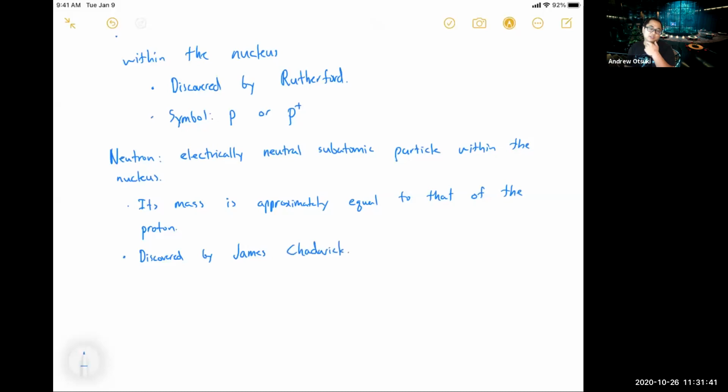But don't worry too much about who discovered it. I rarely ask questions about that. The symbol is simply denoted as N, or N to the 0 because it has no charge. Okay.